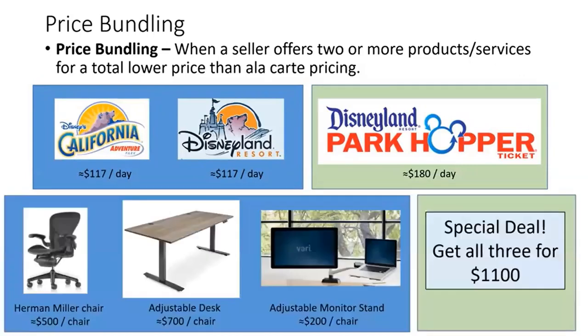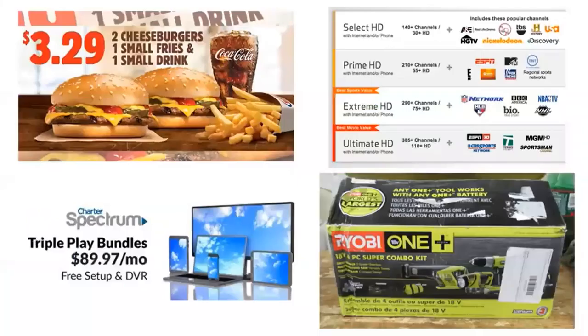Here's another example of price bundling. A small business that sells office furniture, such as a Herman Miller chair for about $500, an adjustable desk for $700, and an adjustable monitor stand for $200. Some sort of ergonomic bundle kit. If there was a special deal where you could buy all three for $1,100, there again, you have a price bundle. Price bundles are everywhere. Quick service restaurants, internet packages, and telecom packages.